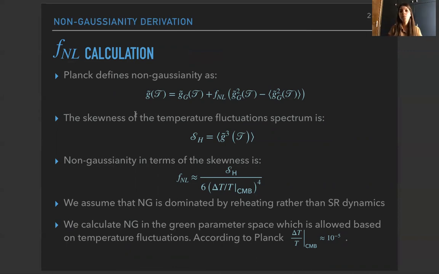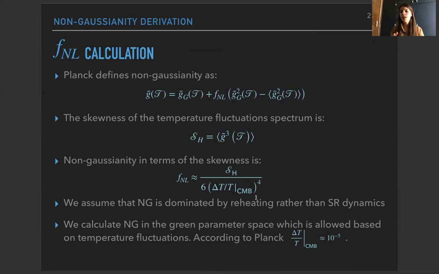So what we did was we defined FNL like Planck does. However, we could not use the bispectrum because we have no information on smaller scales whatsoever. We only have a 1-point Higgs PDF. So we actually calculated a higher moment of the distribution, which is the skewness, and took FNL to be the skewness of these Higgs-induced temperature fluctuations over 6 times the delta T over T to the 4.